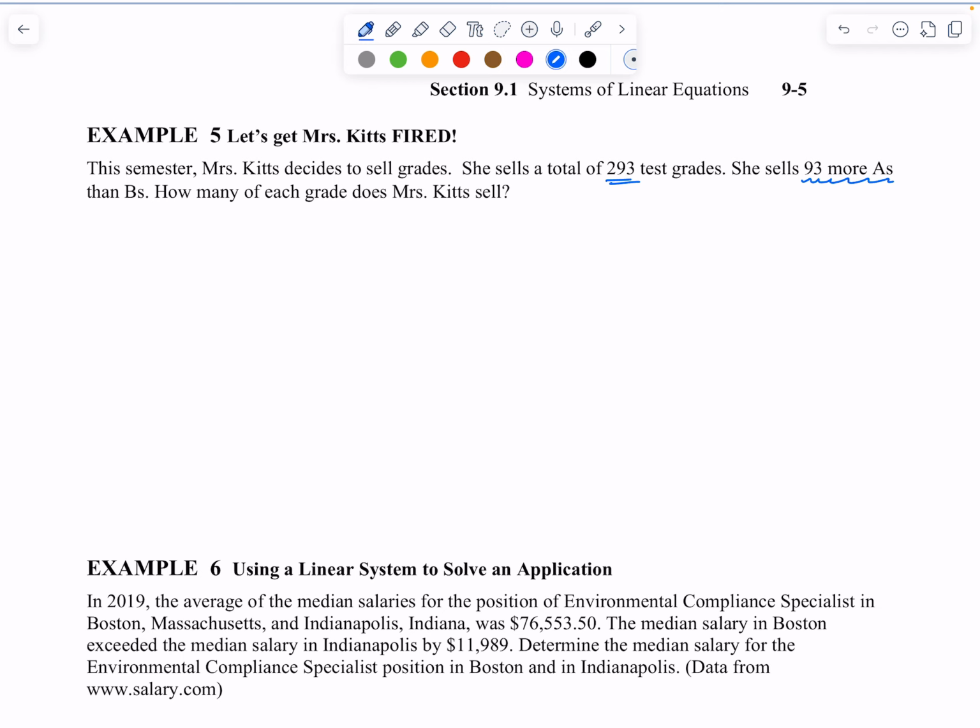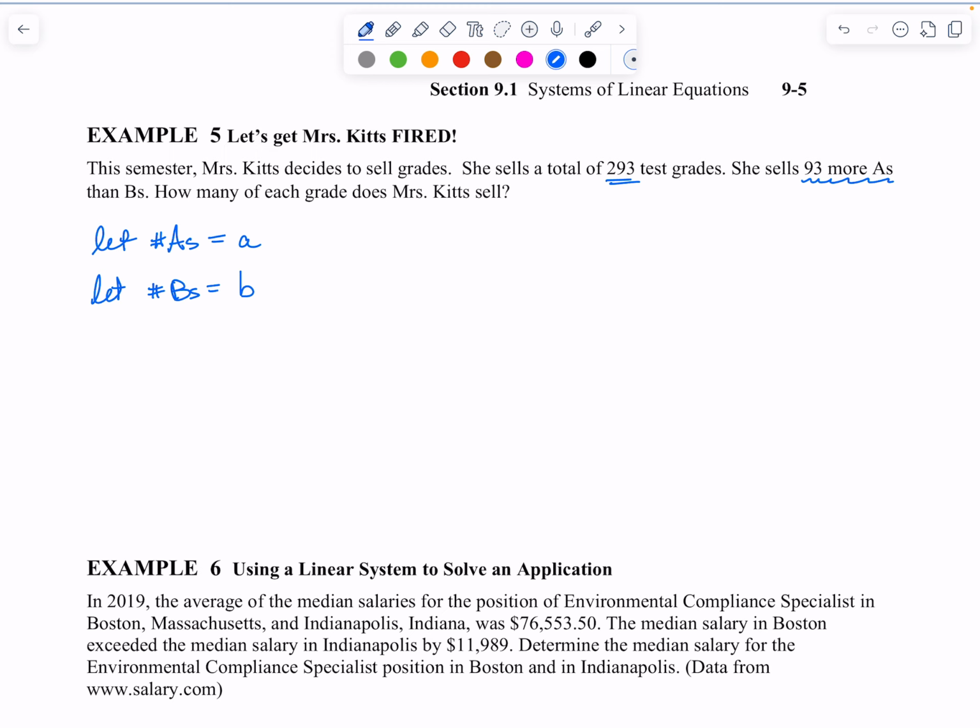Nobody bought C's, which is a little surprising, but nobody bought C's. Of course, nobody's going to buy a D or an F. But I'm going to say, how about let the number of A's be the letter A, and let the number of B's be letter B. All right, so I'm making sure I've got some variables.